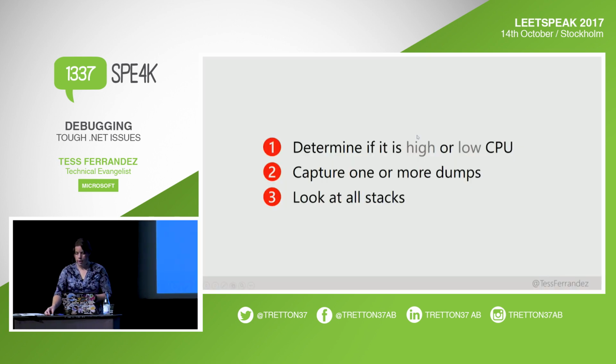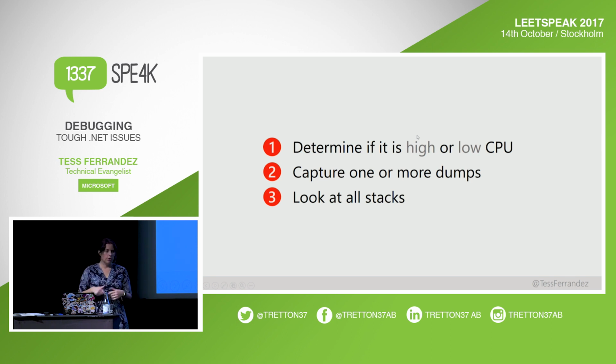So if you have a performance issue, what you do is look at whether it's a high or low CPU issue, mostly because that will tell you what to look for, a wait or a busy process. And then you capture one or more dumps. You might want to create a few dumps to see if the process is at all progressing or if we're essentially stuck in the exact same place.